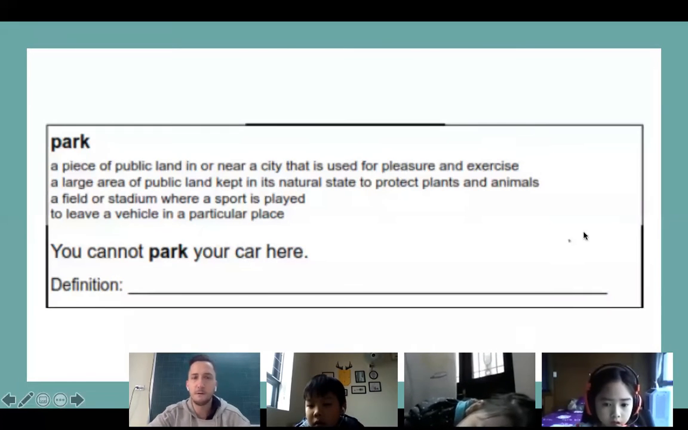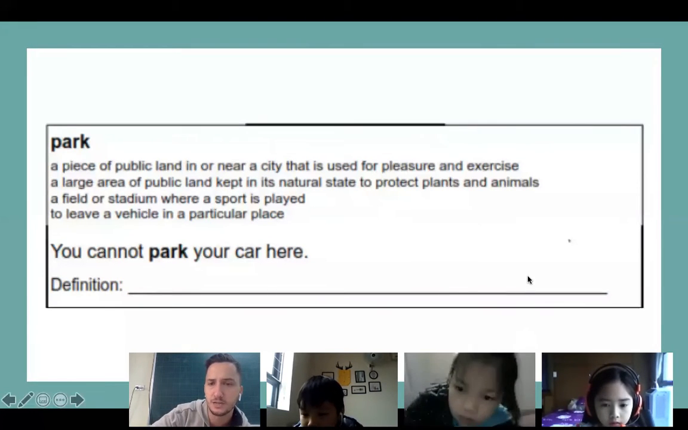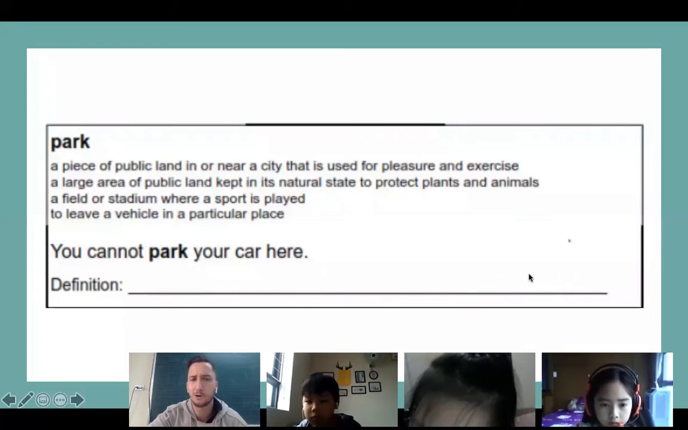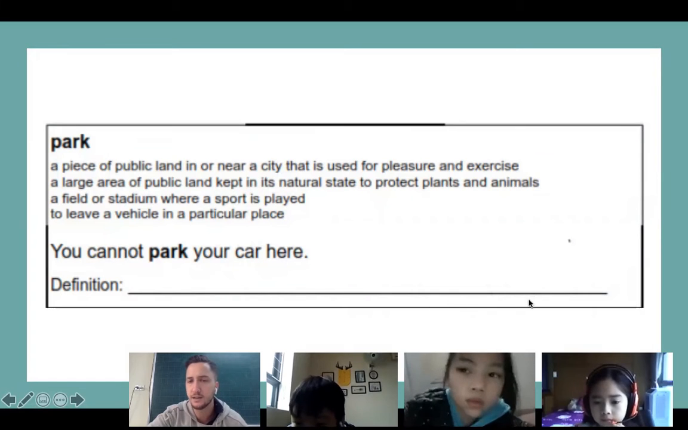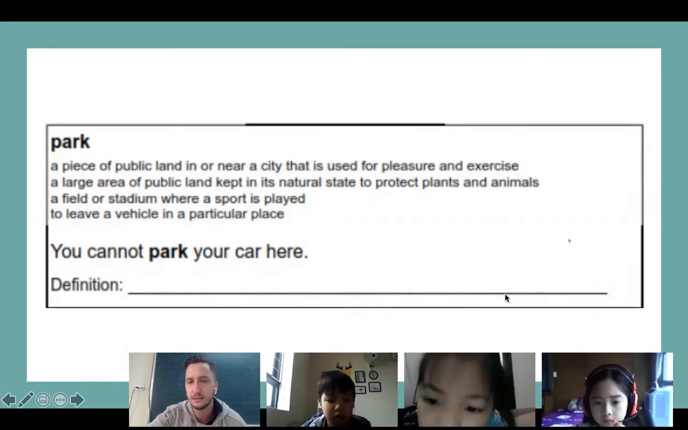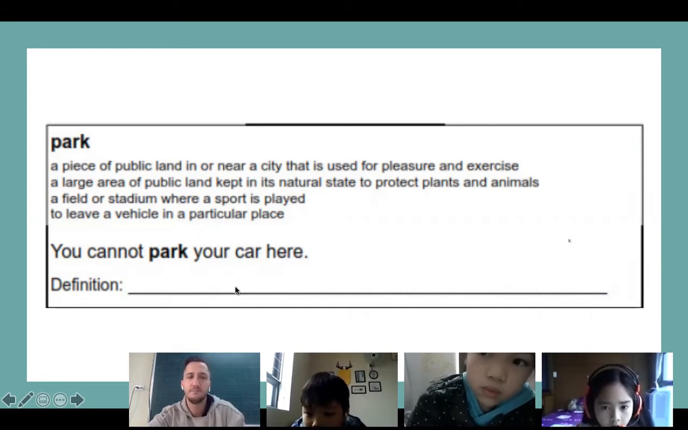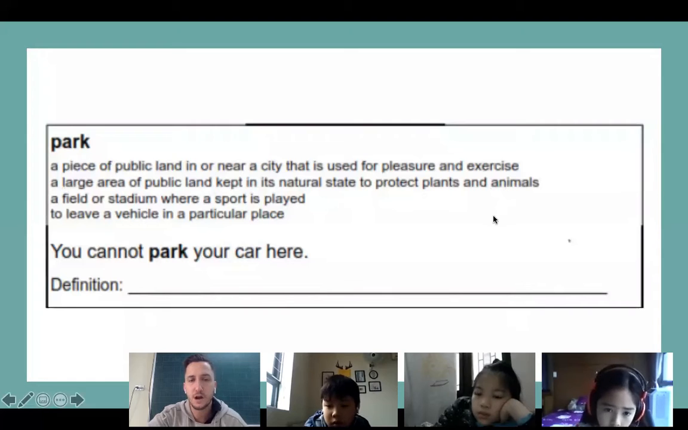Okay, so a large area of public land kept in its natural state to protect plants and animals. Does that sound like the correct definition for "you cannot park your car here"? Who can raise their hand and tell me whether or not they think that is a correct definition? Spy Cakes, do you think that is a definition for that particular one? No. No, you are correct.